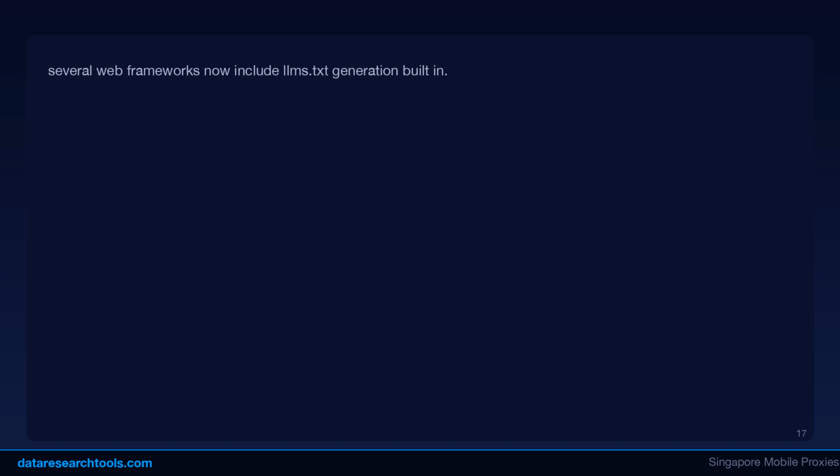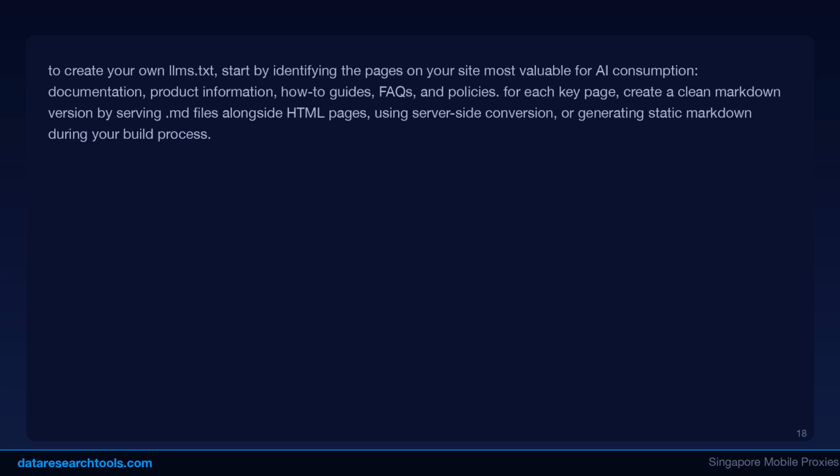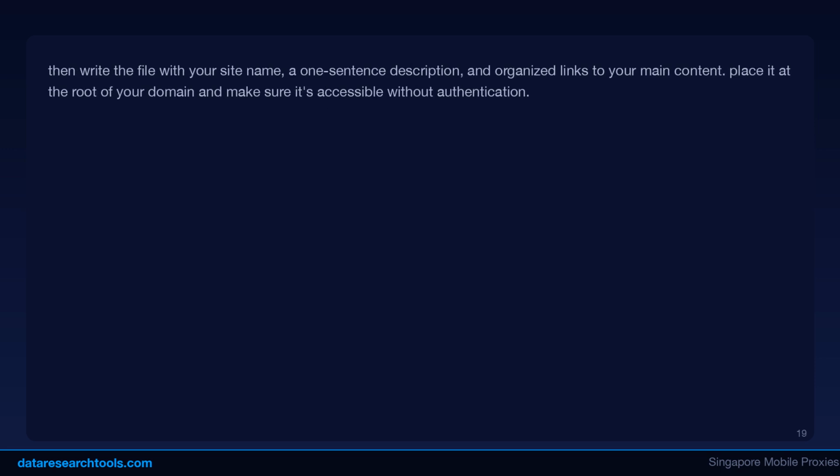To create your own llms.txt, start by identifying the pages on your site most valuable for AI consumption: documentation, product information, how-to guides, FAQs, and policies. For each key page, create a clean markdown version by serving .md files alongside HTML pages, using server-side conversion or generating static markdown during your build process. Then write the file with your site name, a one-sentence description, and organize links to your main content. Place it at the root of your domain and make sure it's accessible without authentication.